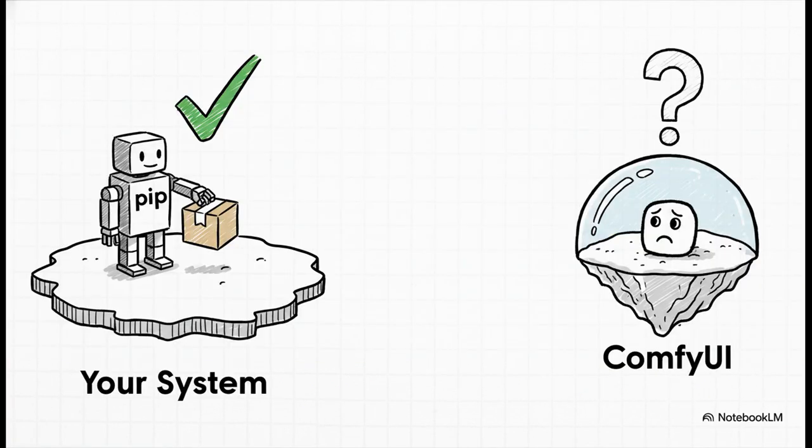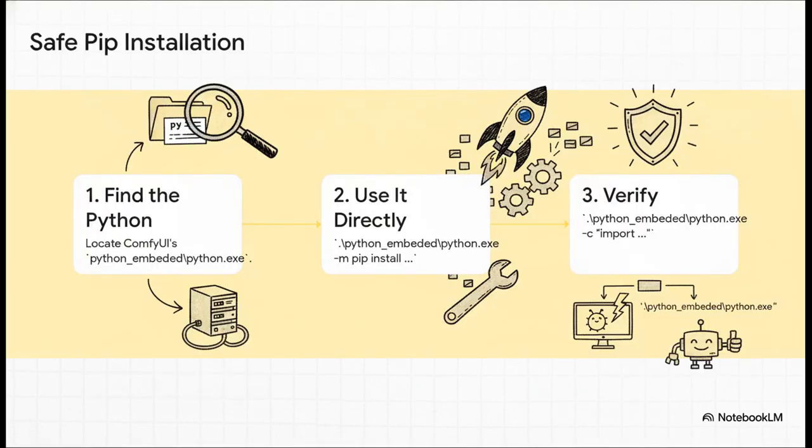Okay, another classic environment trap. You're in your terminal, you run pip install some package, and everything looks great. Then you fire up Comfy UI, and bam, module not found. What happened? Well, you just installed that package to your main system Python, which Comfy UI's self-contained portable version completely and totally ignores. The fix is to be super explicit. First, go find Comfy UI's very own Python executable. It's usually tucked away in a folder called python_embedded. Second, use that exact executable to run pip.